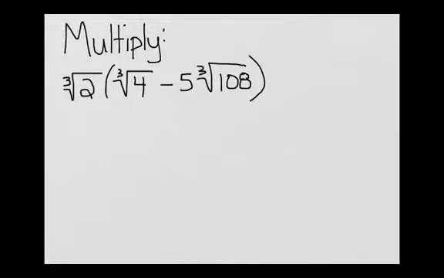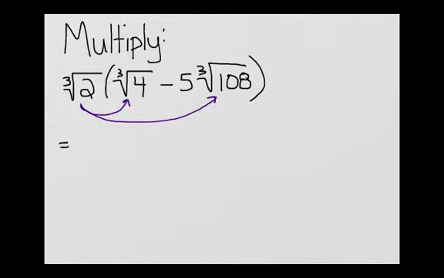In this video, we're going to do the following problem. Multiply the cube root of 2 times the binomial, the cube root of 4 minus 5 times the cube root of 108. Our first step is going to be to use the distributive property and multiply the cube root of 2 times each of the terms in the binomial.